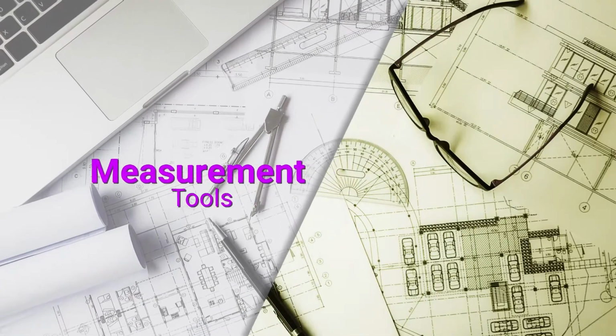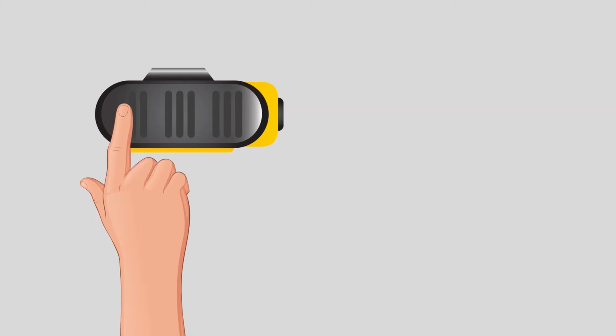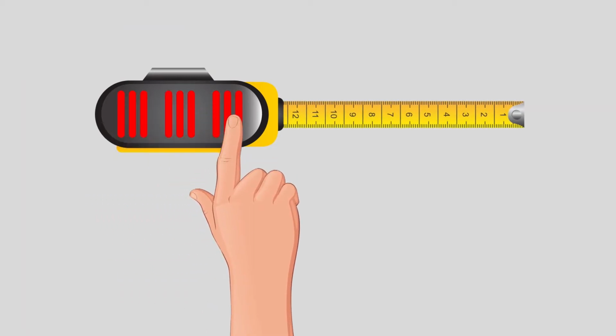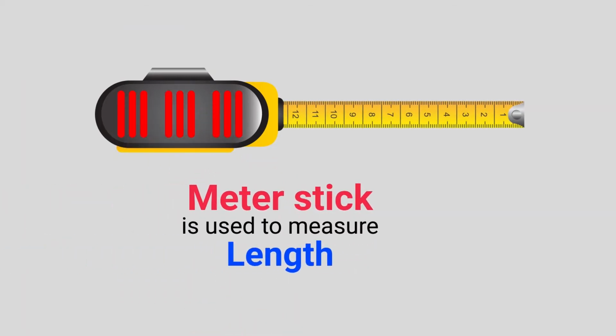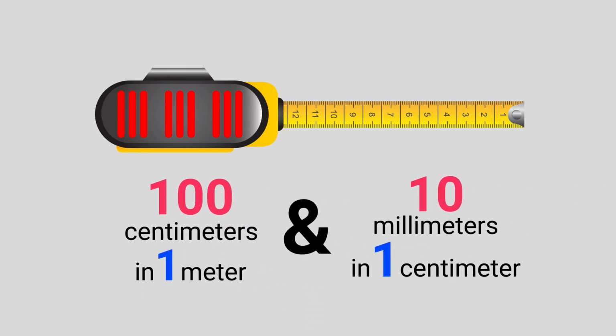Measurement tools. So let us have a look at different types of measurement tools that we use for measurement purposes. A meter stick is used to measure length. There are 100 centimeters in 1 meter and 10 millimeters in 1 centimeter.